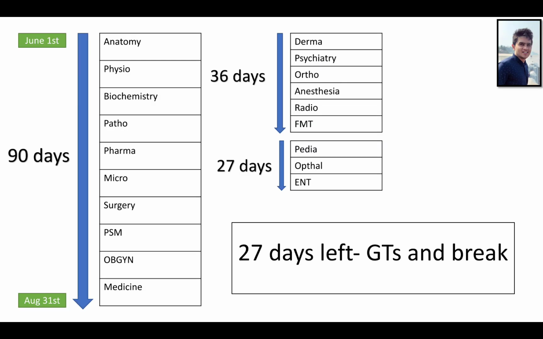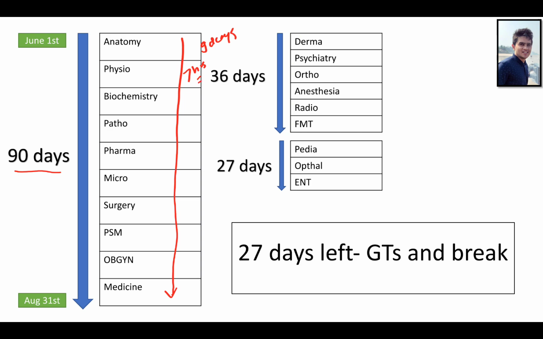From the 1st of June till the 31st of August, you have 90 days. Subjects like anatomy are your major subjects, so these will come under your major. These 10 subjects you will give 9 days each, so each subject we are giving 9 days and 7 hours daily. So we are going to finish from June 1st to 31st August.